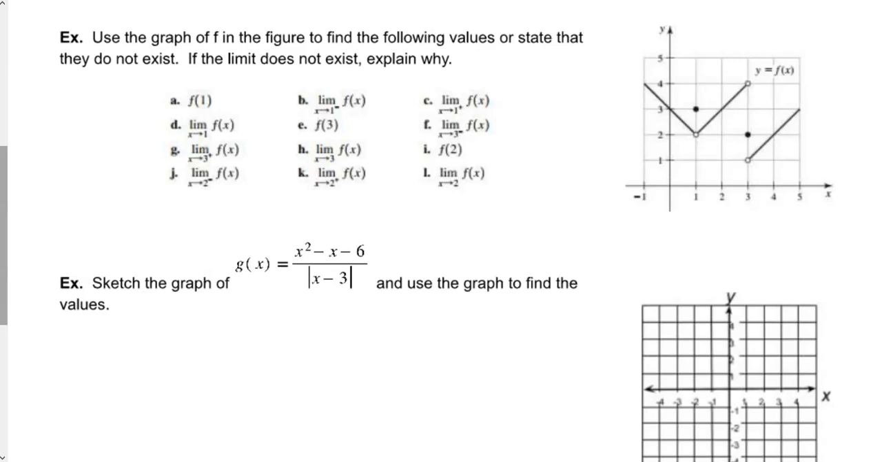All right, so let's look at f of 1. Again, go on the x value. x equals 1. Where does it equal to? A solid dot or a solid line? Bam, right there. It is equal to the y value that matches that, which is 3.